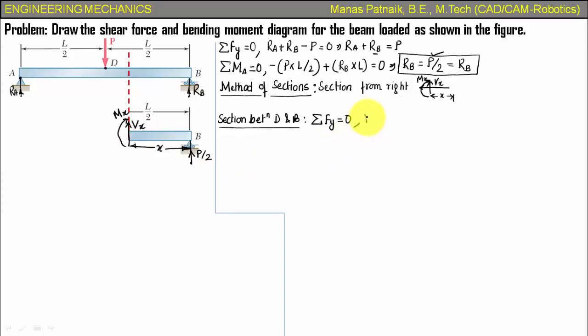Both of them upwards and hence positive. Vx plus P by 2 is equal to 0. So ultimately you can say that Vx is equal to negative of P by 2. Now guys, if you watch carefully, the shear force between D and B is not dependent on X, or you can also say it is independent of X. So the shear force between these 2 points is going to remain same, that is minus P by 2 itself.